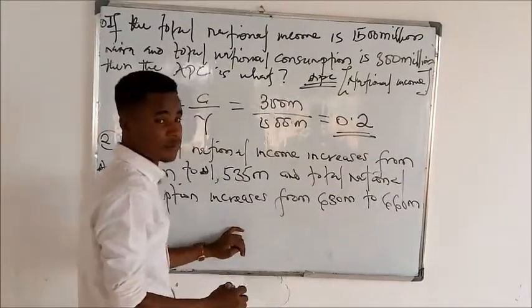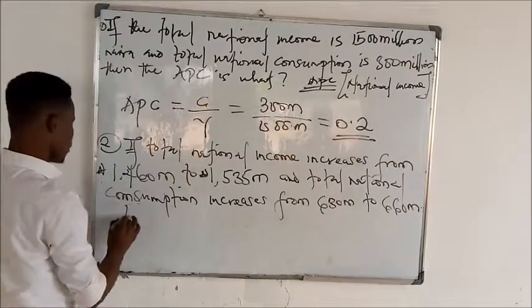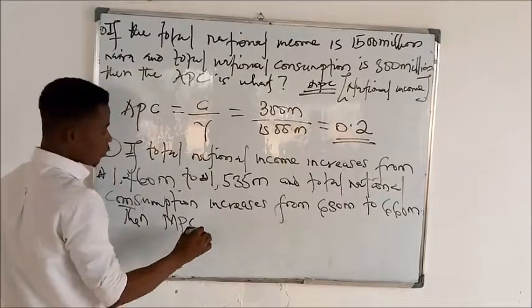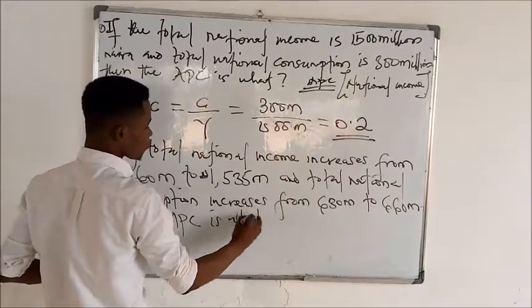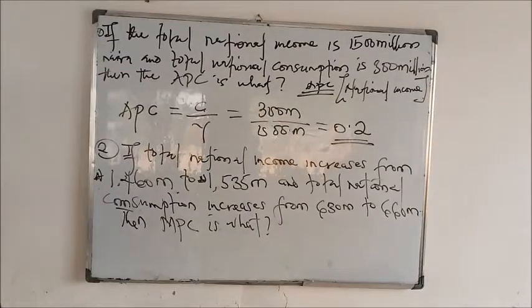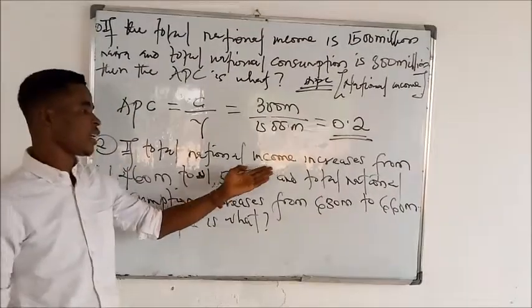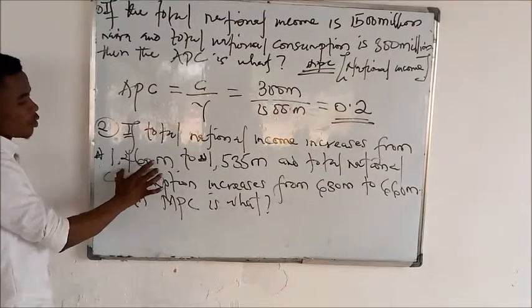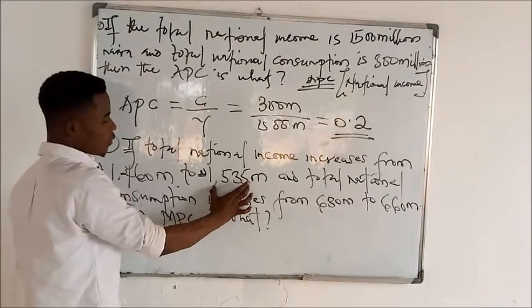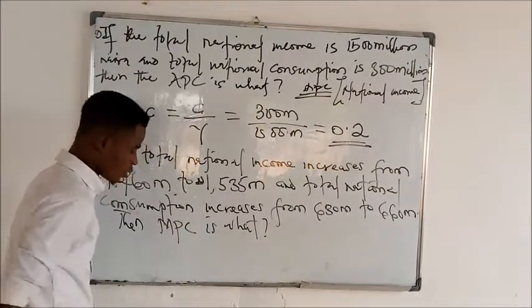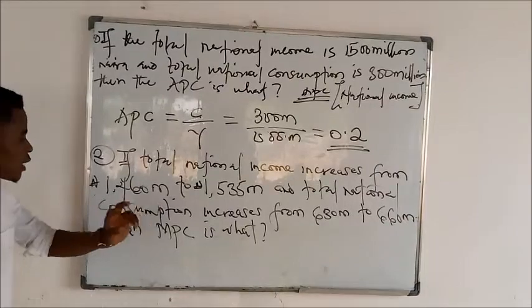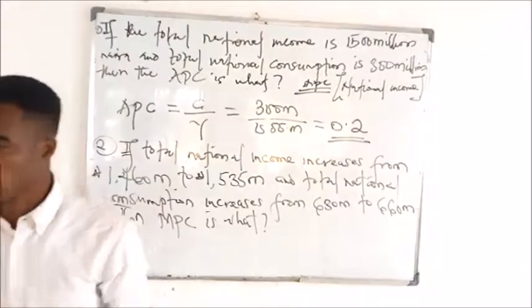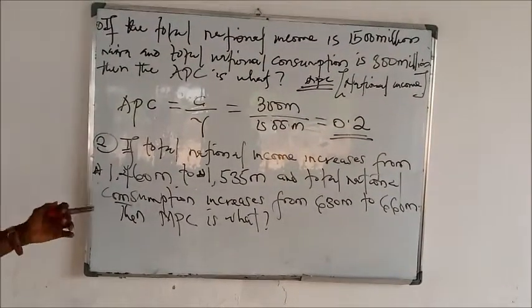Then the MPC will be what? Now, look at the question. If the total national income increases from 1,460 million to 1,535 million, and total national consumption increases from 630 to 660, we want to look for the change.